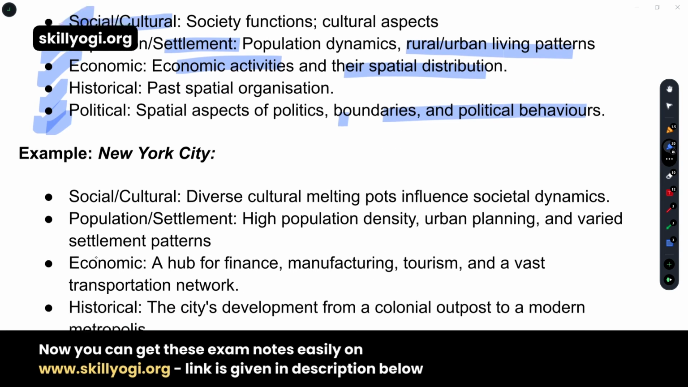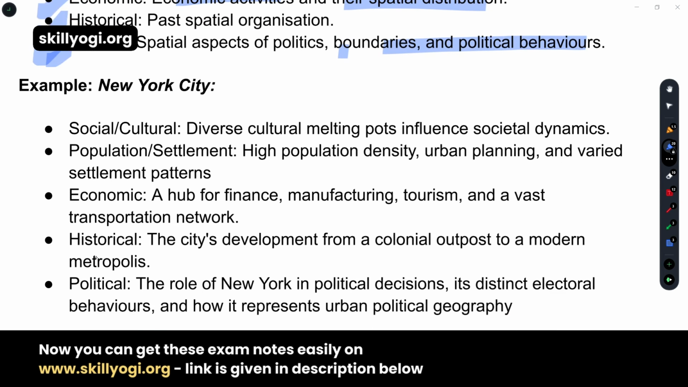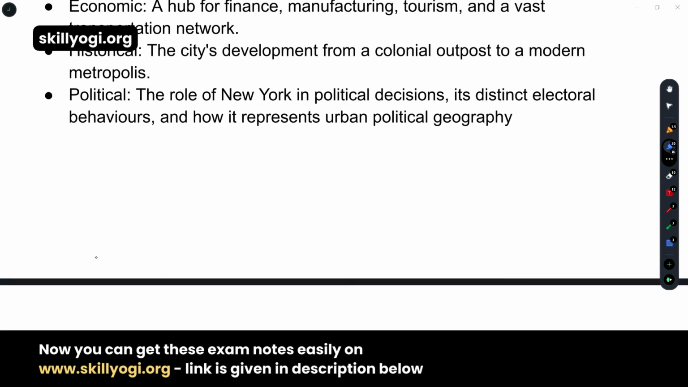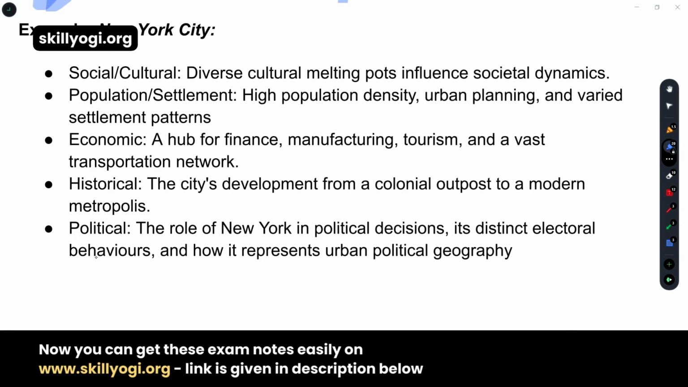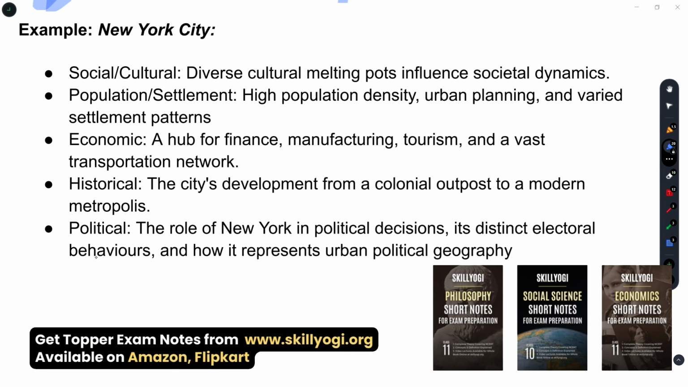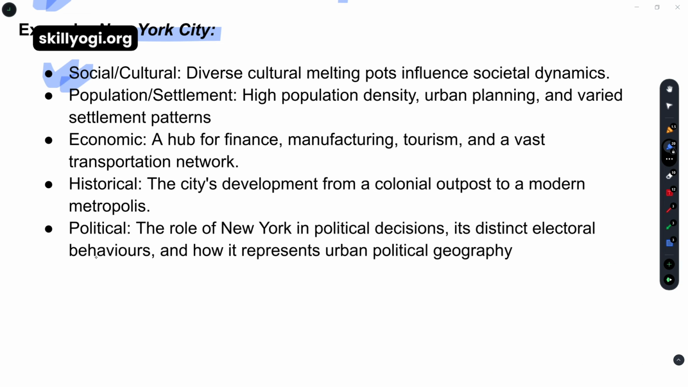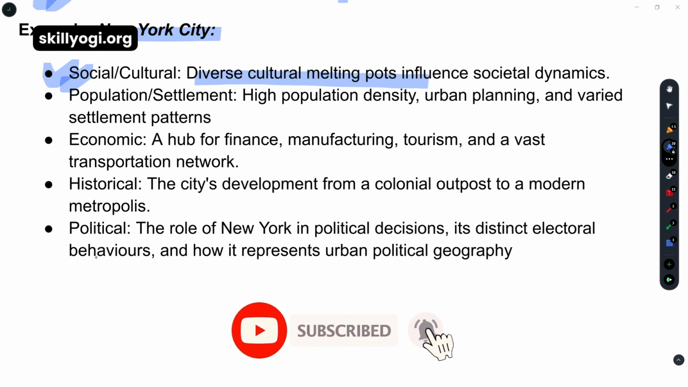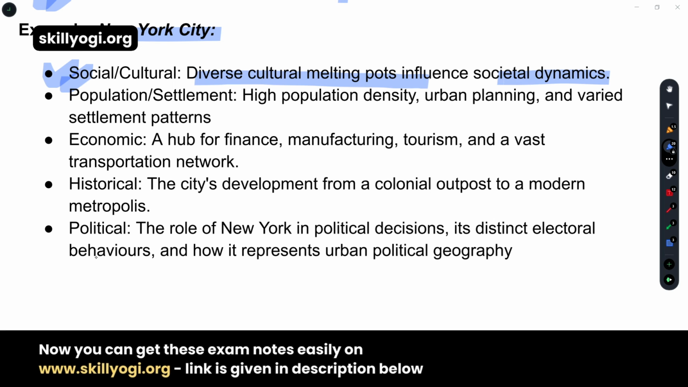They also give such an example of New York City. From there, the next part is coming. So, example New York City, what is written? We are going to know New York City's different aspects according to spatial distribution, according to the different branches of human geography. First is social or cultural, where diverse cultural melting pots influence the social dynamics, and we can see a variety of cultures over there.